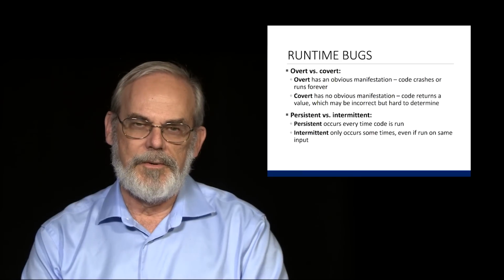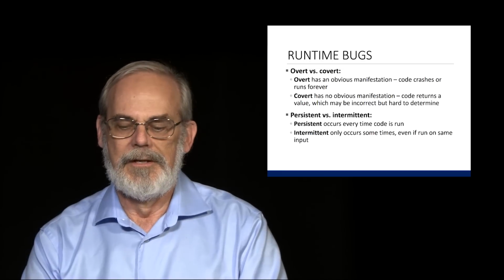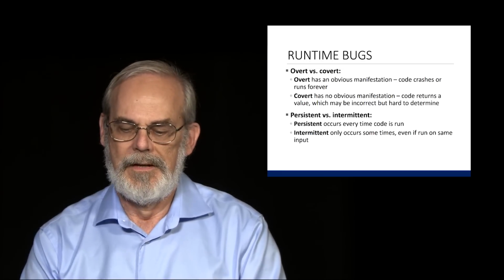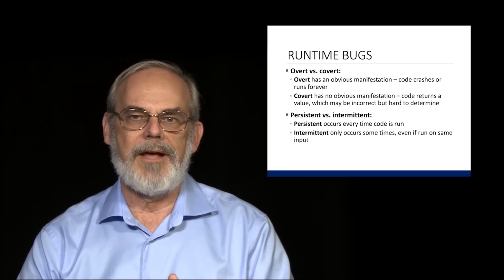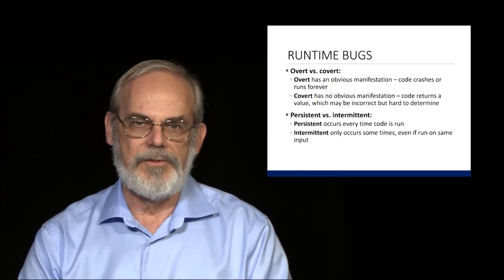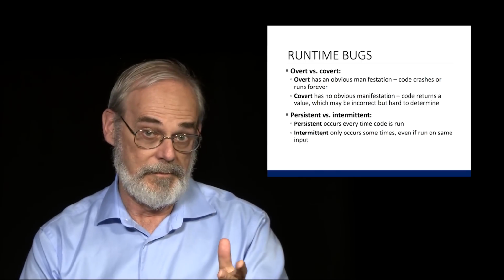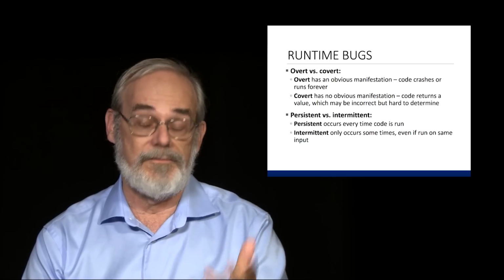Covert bugs are ones where there's no obvious manifestation. The code actually returns a value, but it may not be the correct one. And these are sometimes harder to determine. That's where the test suite's going to be really important to try and capture. I've got something not behaving the way I expected.